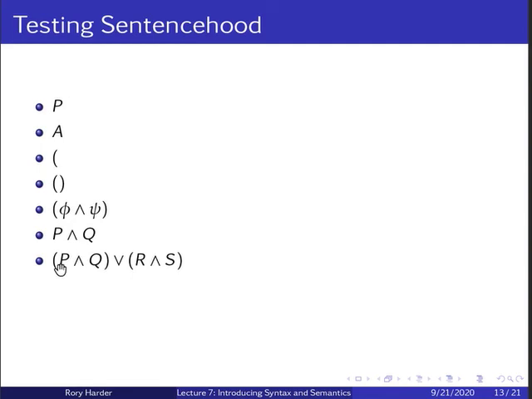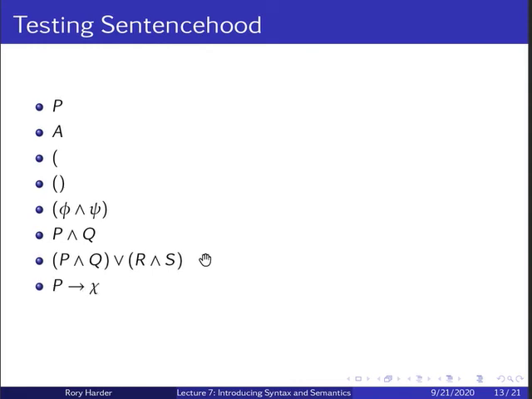So first we begin by noting that P, Q, R, and S, those four things are all sentences because they're sentence letters. So the very first rule tells us that these are all sentences. And then since we know that P and Q are sentences, we know that P and Q is a sentence. And since we know that R and S are sentences, we know that R and S is a sentence. And since we know those two things are sentences, we know by the rule for disjunction sentences that we can put them together in a disjunction. So we can construct this sentence by applying the rules that I gave above. And so we know that this is a sentence.